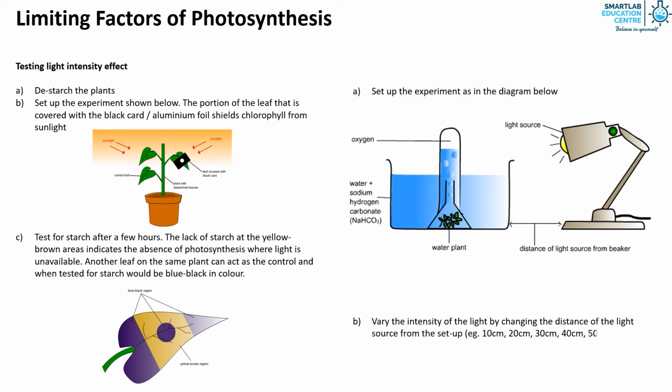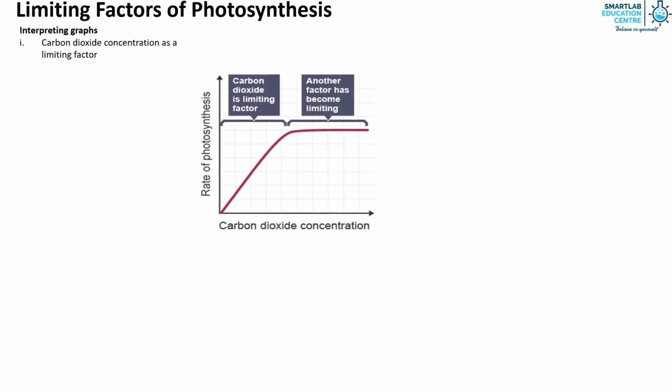Similar to what we have seen previously, we will measure the rate of photosynthesis by counting the number of oxygen bubbles produced per minute. Now we will look at some graphs and interpret them. First, we have the graph of rate of photosynthesis against carbon dioxide concentration. As carbon dioxide concentration increases, the rate of photosynthesis increases, which shows that carbon dioxide is a limiting factor.